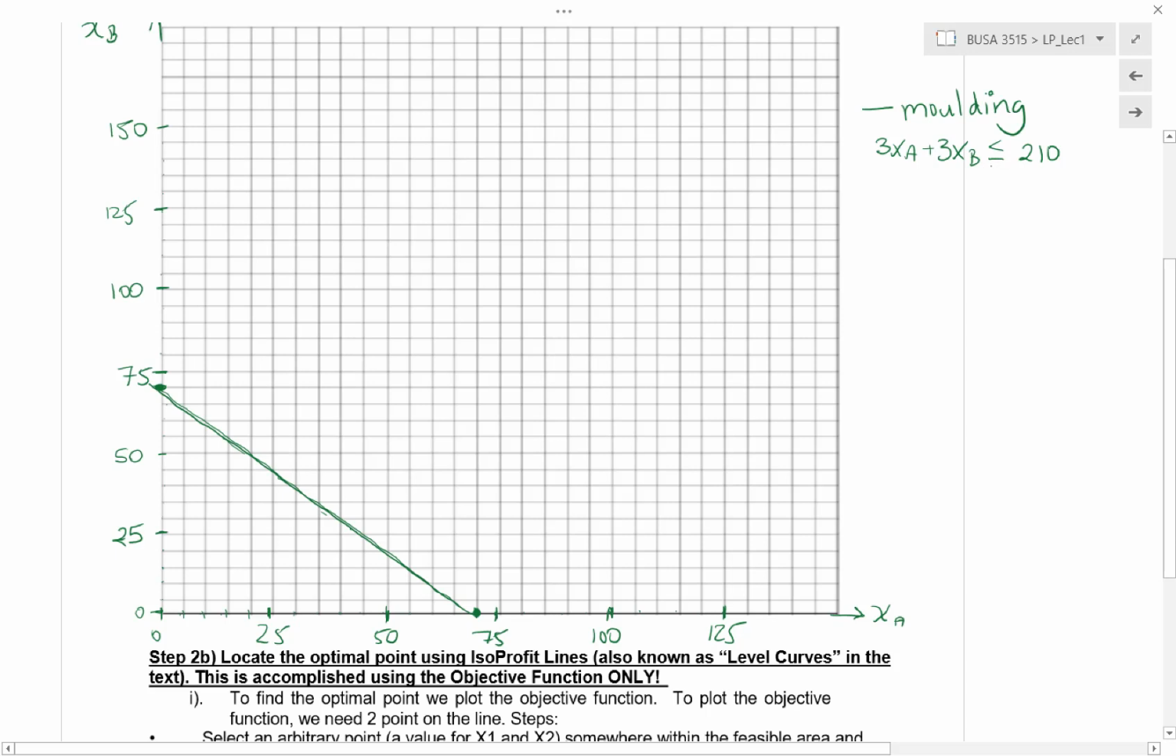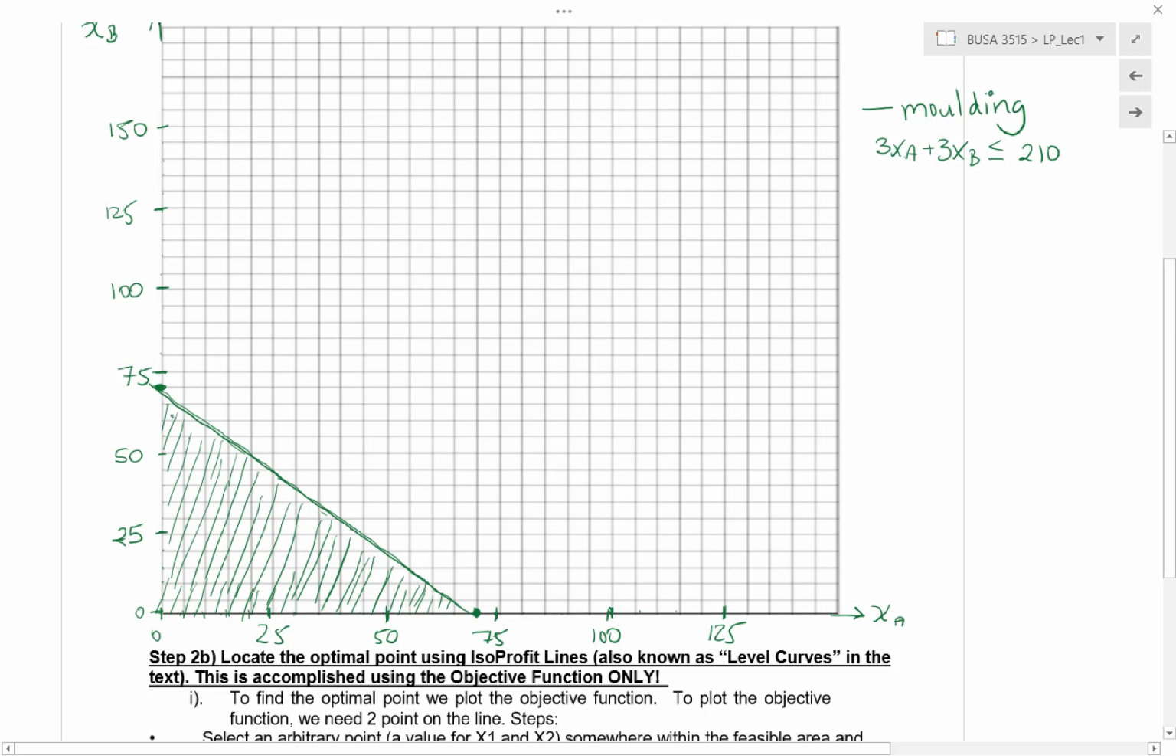Okay, so what we really looked at was the option where we're exactly equal to 210. What about if we're less than 210? How do we deal with that? Well, that is actually just this whole area below that straight line. Okay, so this area is the values for XA and XB that are allowed to satisfy our molding constraint, which is that we have at most 210 hours in molding that we can use.